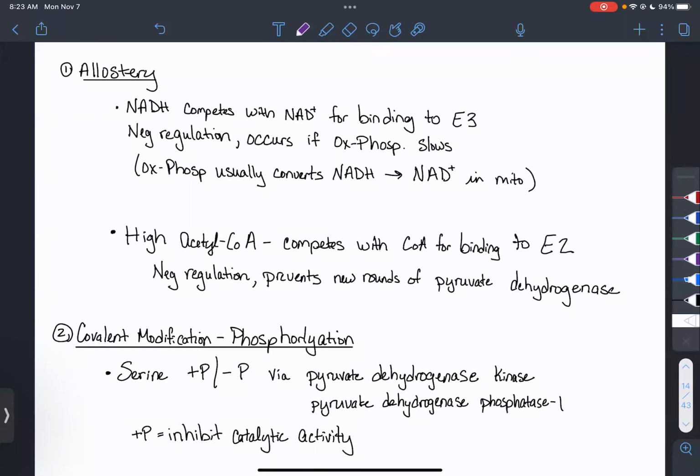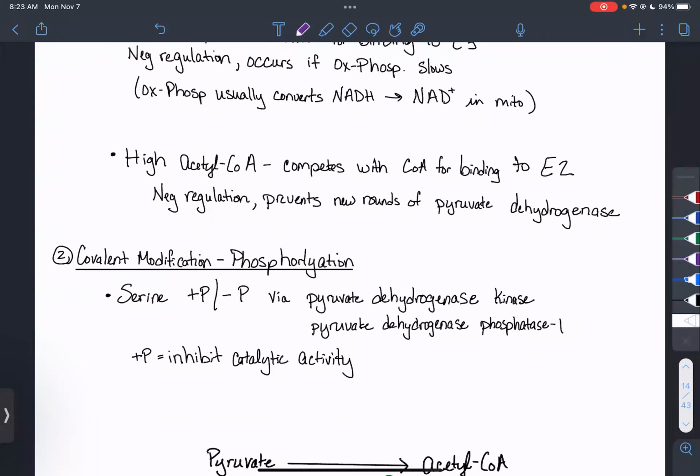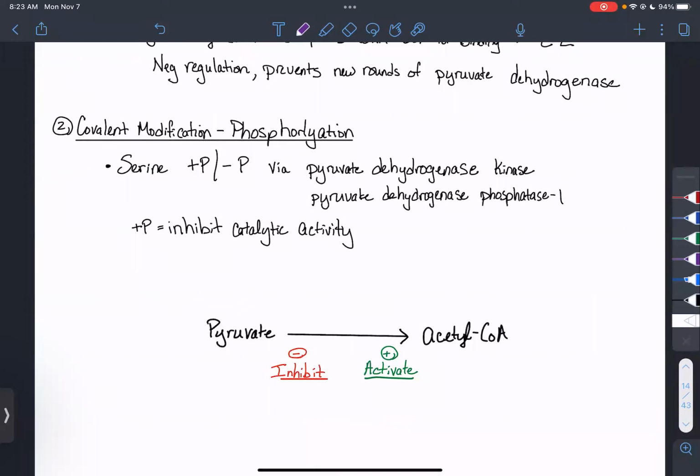And then immediate feedback inhibition is through high levels of acetyl-CoA, which competes for coenzyme A binding to E2. So that's a negative regulation. And you just want to immediately, if you're not using up the acetyl-CoA that you're making, you don't want to make any more. And then you have covalent modification through phosphorylation.